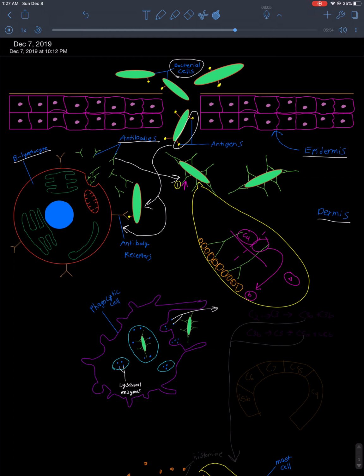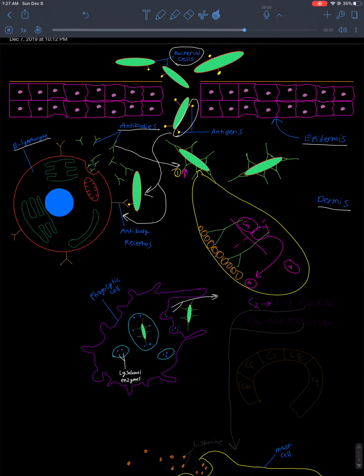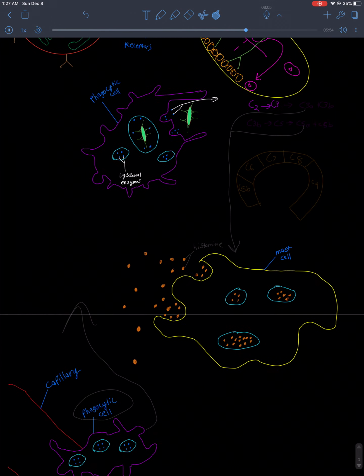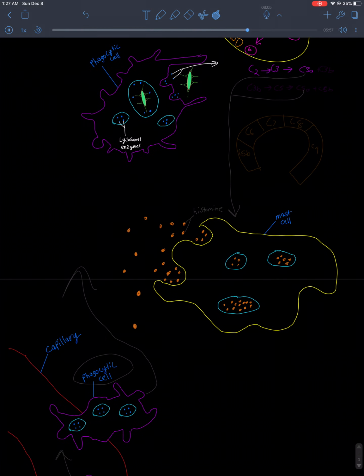Through an intermediate step involving the splitting of C2, C3 is also cleaved into C3A and B. The C3B converts C5 into C5A and C5B. So to summarize that in an equation, C2 hydrolyzes C3 into C3A and C3B. C3B will then convert C5 into C5A and C5B.